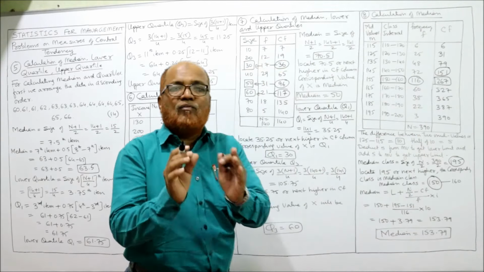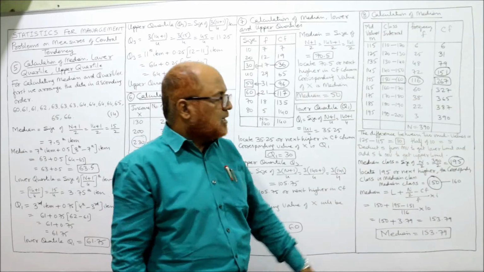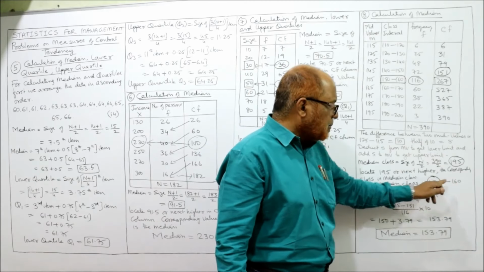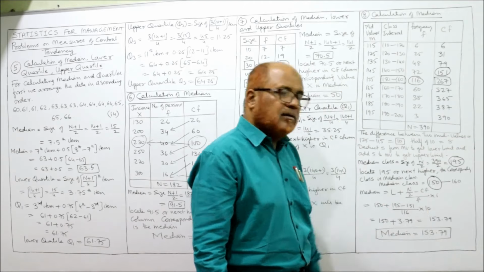I is equal to width of the median class. That means this is the median class. What is the width difference? 160 minus 150, 10 is the difference. So I is equal to 10.